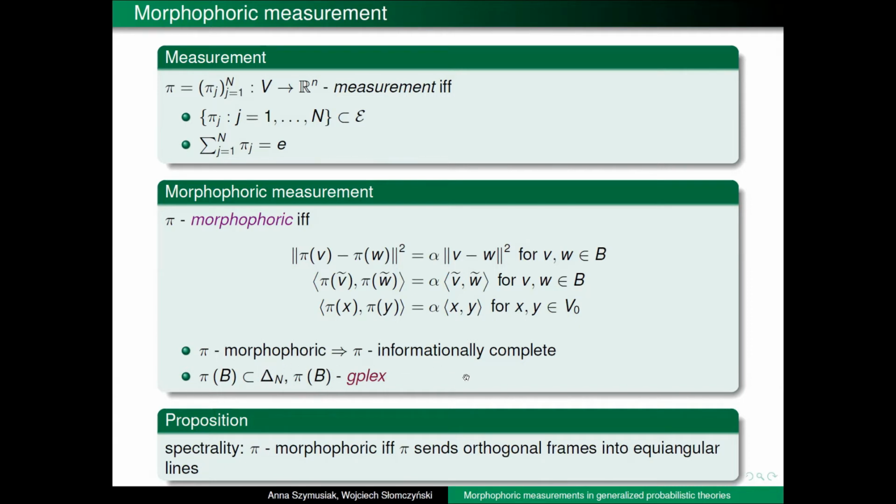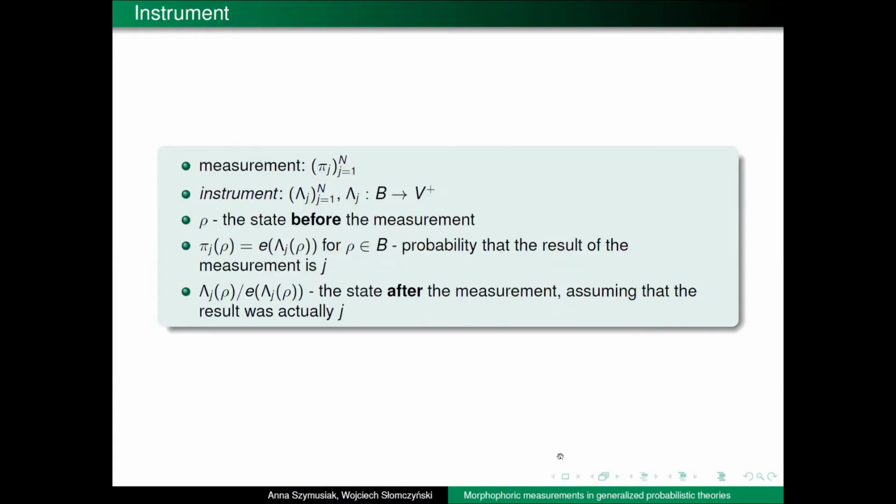So for spectral general probability theories, P is morphophoric if it sends these orthogonal frames into equiangular lines. And I think that it is almost time for Anya, but I would like to present the last two slides of my talk.